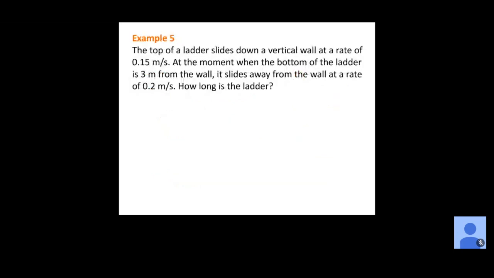All right. Example 5. So we got the top of a ladder slides down a vertical wall at a rate of 0.15 meters per second. At the moment when the bottom of the ladder is 3 meters from the wall, it slides away from the wall at a rate of 0.2 meters per second. We want to know how long that ladder is. So what should we do first? Good. Let's draw the picture, right?